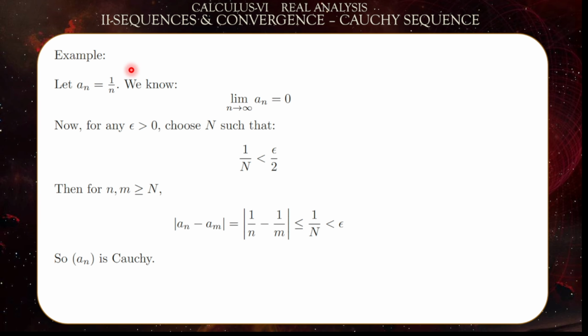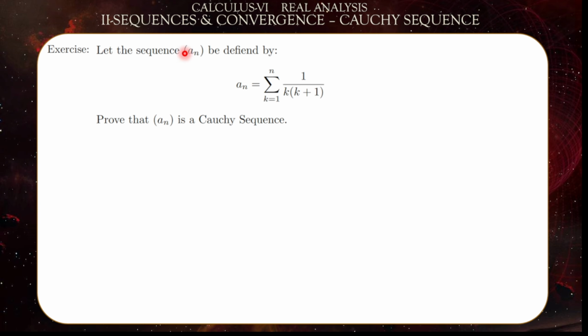Example: let an be equal to 1/n. We know that the limit of an as n approaches infinity is equal to 0. Now for any epsilon greater than 0, choose capital N such that 1/N is less than epsilon/2. Then, for n, m greater than or equal to capital N, the absolute value of an minus am is equal to |1/n minus 1/m|, less than or equal to 1/N, less than epsilon. So an is Cauchy. We're going to see it more clearly afterwards.